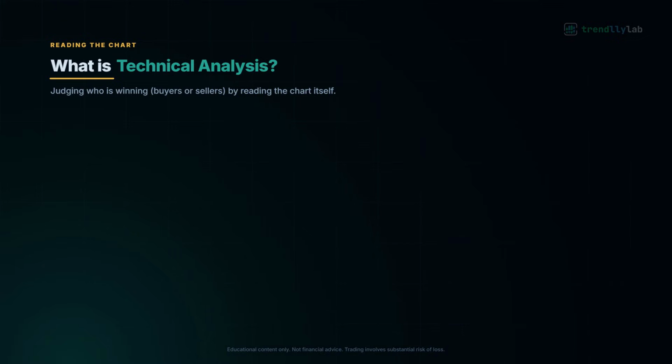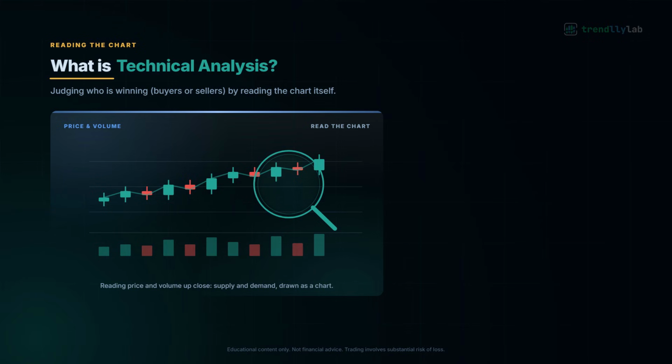Technical analysis is the study of price movement, using charts of past price and volume to judge where price is more likely to go next. It is about judging who is winning, buyers or sellers, by reading the chart itself. Here is that chart up close. Price and volume, which is supply and demand drawn as a picture.